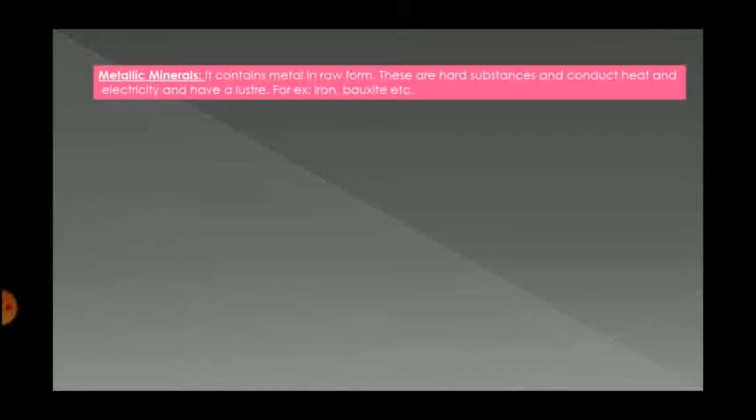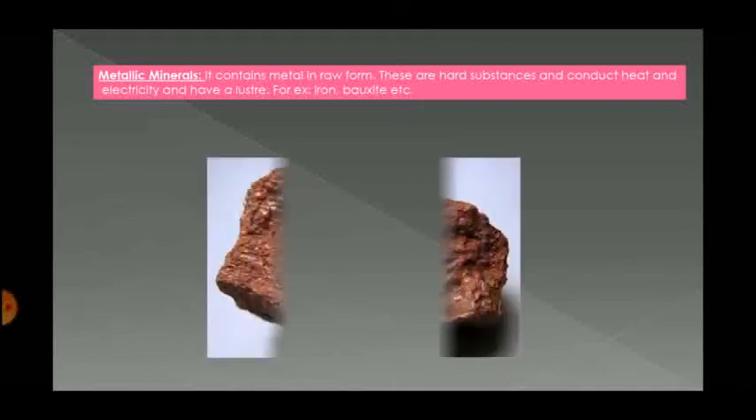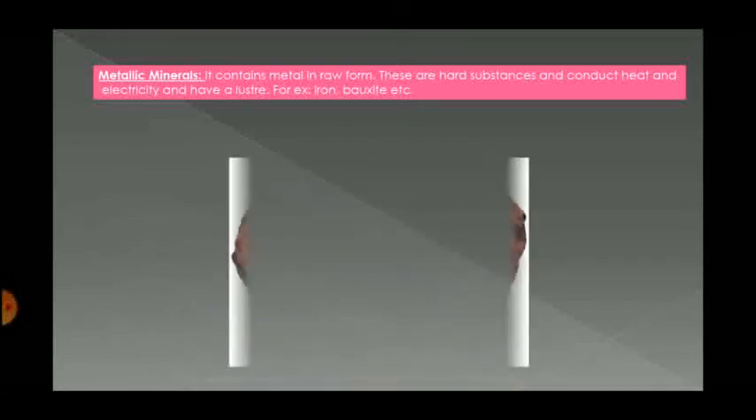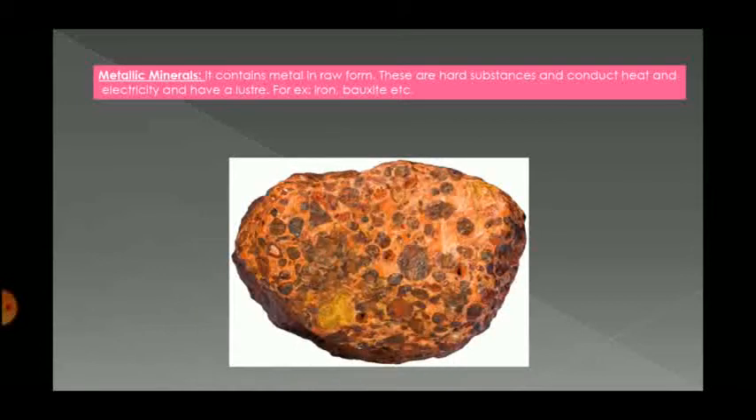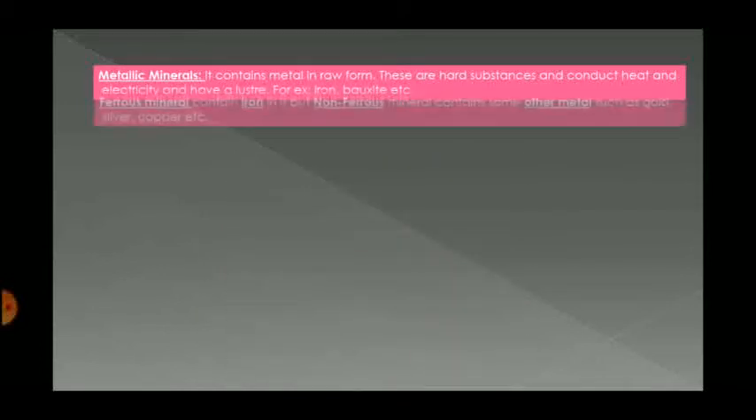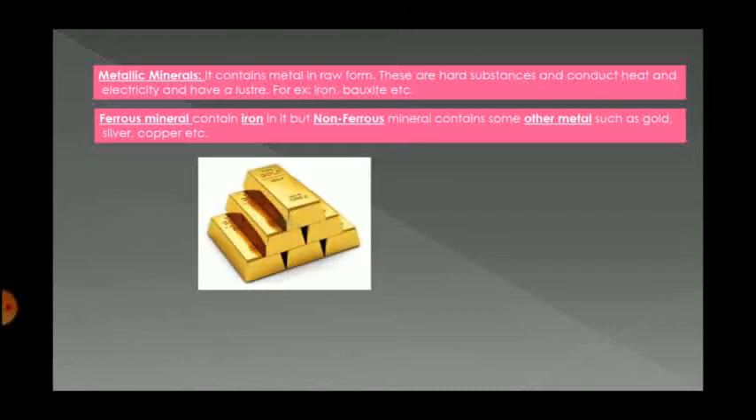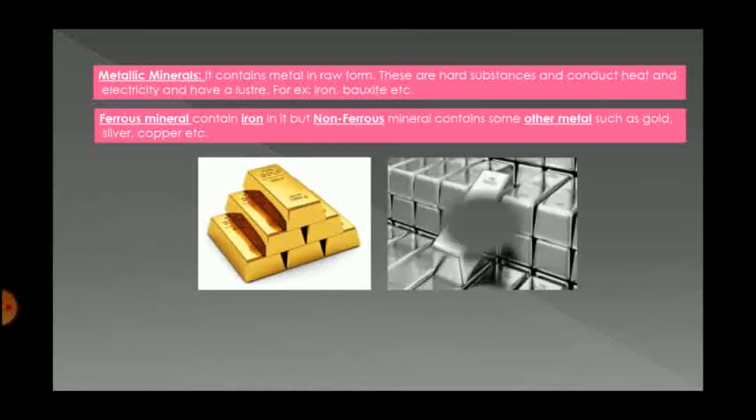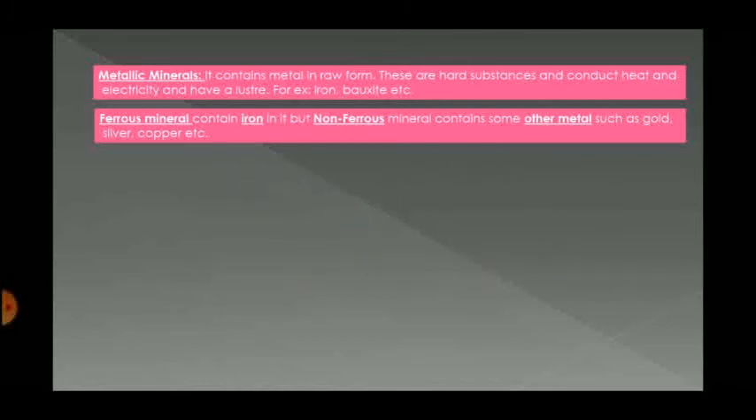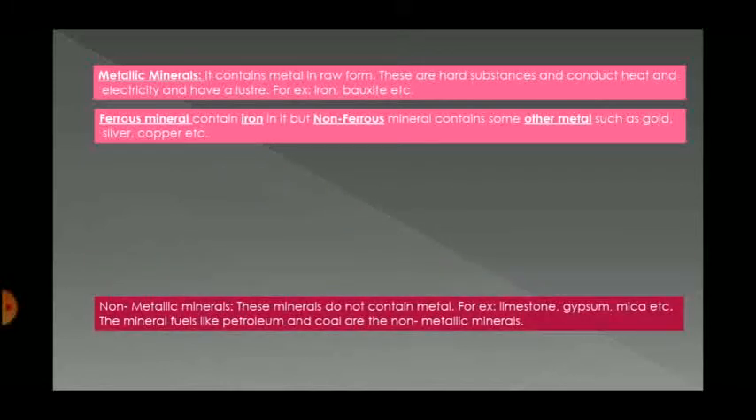The minerals that contain metal in raw form are known as the metallic minerals. They are good conductors of heat and electricity and have a luster. For example, iron, bauxite, etc. The ferrous minerals contain iron in them, but non-ferrous minerals contain some other metal such as gold, silver, copper, etc.